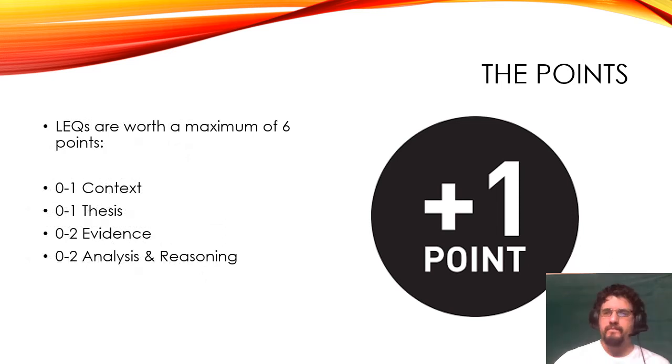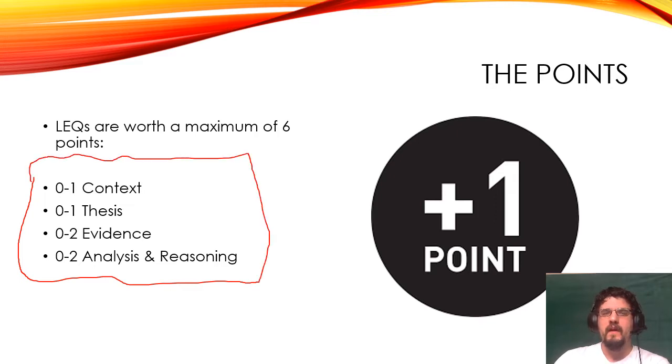All right. LEQs are worth a maximum of 6 points. Here they are. You have the context point, which you either get or you don't. The thesis point, which you either get or you don't. You can get 0, 1, or 2 evidence points, and you can get 0, 1, or 2 analysis and reasoning points. Obviously, shoot for 6.